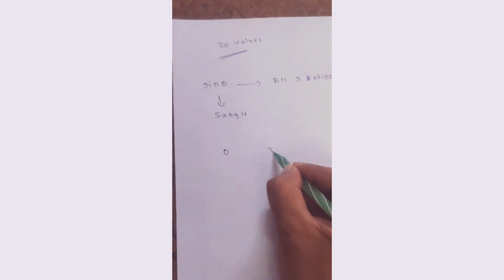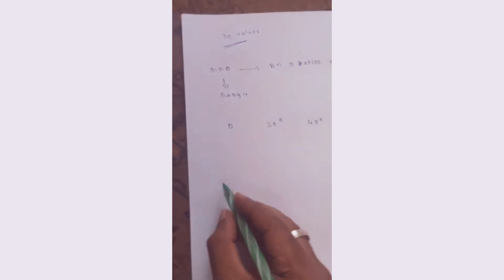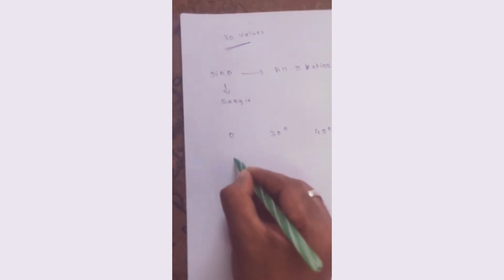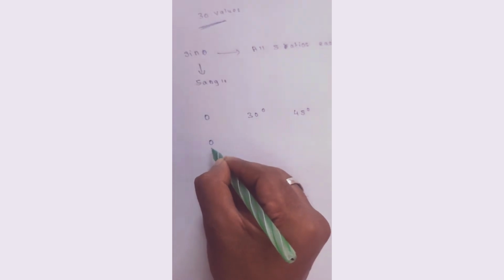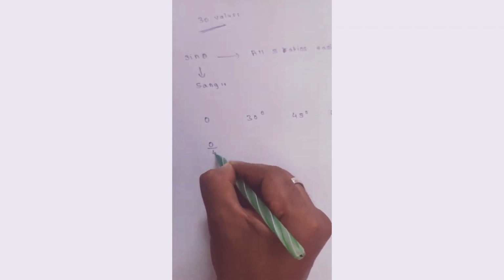0, 30 degrees, 45 degrees, 60 degrees, 90 degrees. These are the 5 angles, right? Just remember 5 sine theta values. First, total 5 angles are there, right? But what I am doing, I am writing 0 divided by 4.